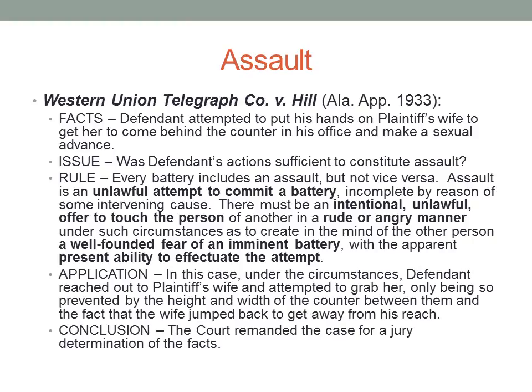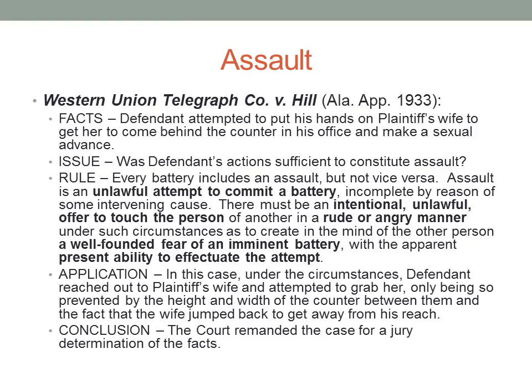The facts say that he had a few drinks in him already, and she said that somebody needed to come fix the clock. He made a sexual advance at her and tried to reach over the counter and grab her, and said that if she came into the back with him, then he would fix her clock. He never actually made contact. So the issue is, were defendant's actions sufficient to constitute an assault? He reached for her. He did not touch her. He did not grab her.